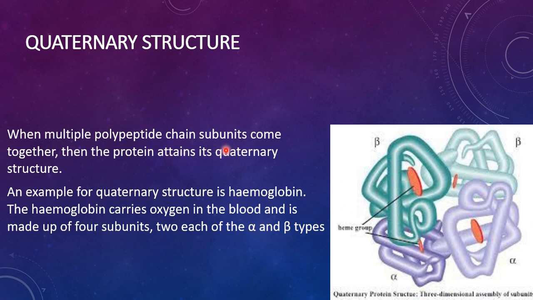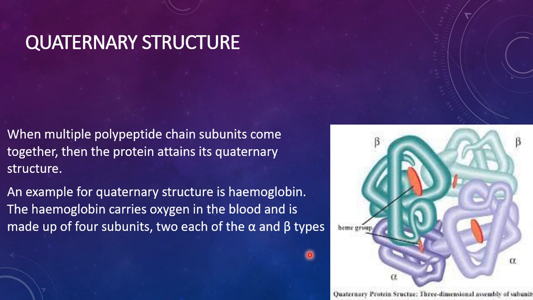When multiple polypeptide chain subunits come together, then the protein attains its quaternary structure. The best example is the hemoglobin structure. Hemoglobin, we know, carries oxygen in the blood, and it is made up of four subunits. Two subunits are beta and two subunits are alpha. So that's how we have a quaternary structure. Quaternary does not mean four. The number of protein subunits folded together gives rise to the quaternary structures.